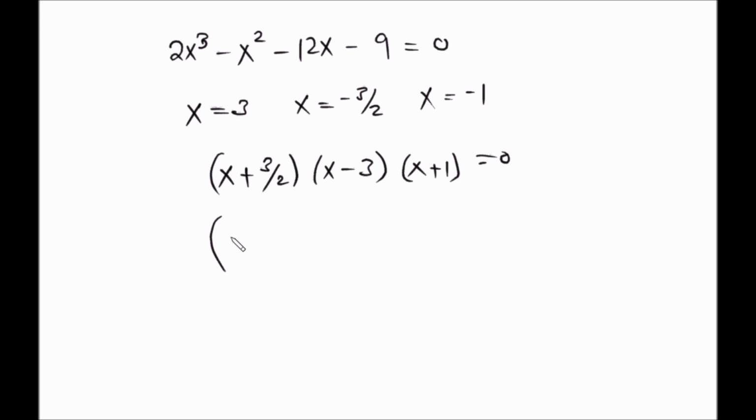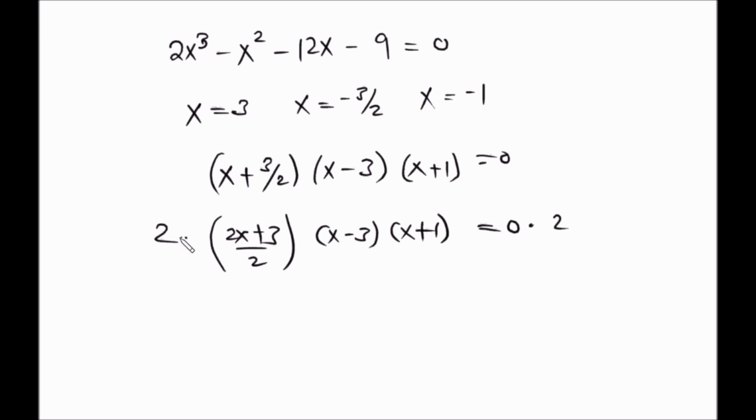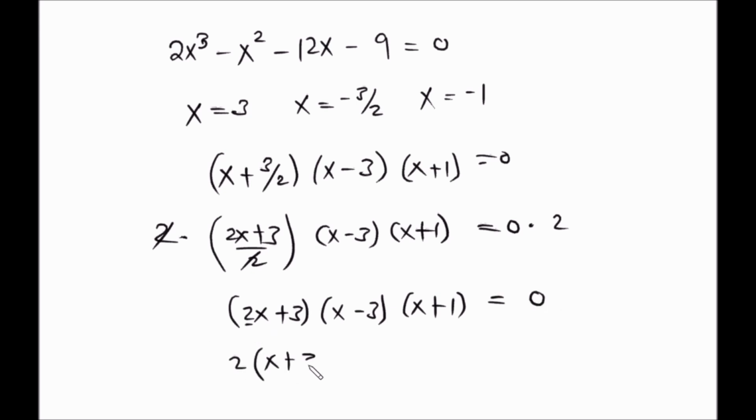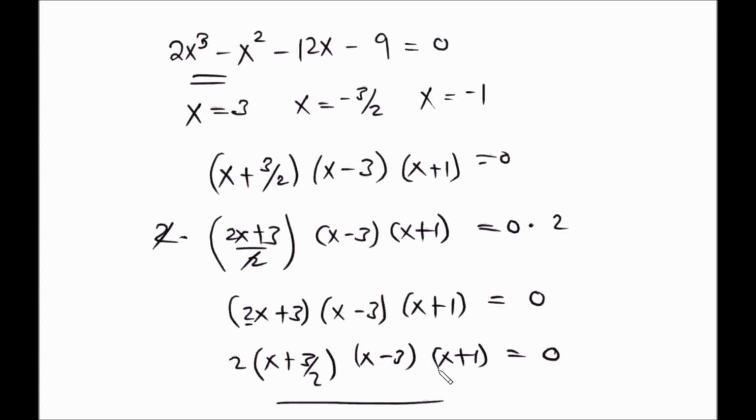So hii naweza nikaiandika like 2x plus 3 over 2, x minus 3, x plus 1 sasa na 0. So ni times 2 huku na times na 2 huku, 2 na 2 kwa heri. So hapa nitabaki na 2x plus 3, x minus 3, x plus 1 sasa na 0. So hii 2 naweza nikaitoa tena nje. This is going to be 2 times x plus 3 over 2, x minus 3, x plus 1 sasa na 0. So nikifactorize hii huku juu inakuwa like this one. So I'm going to write hivi vitu vile ambavyo tumeviobserve.